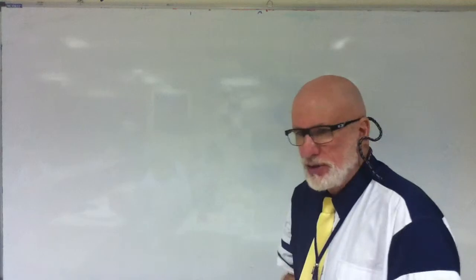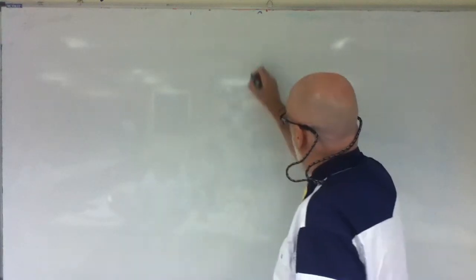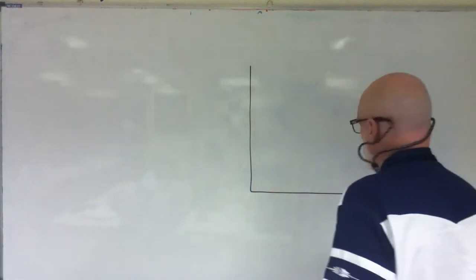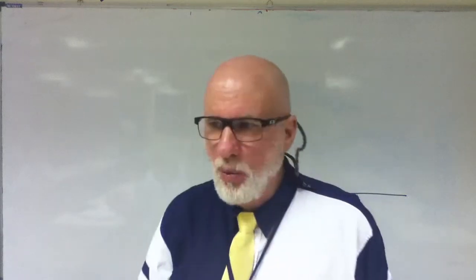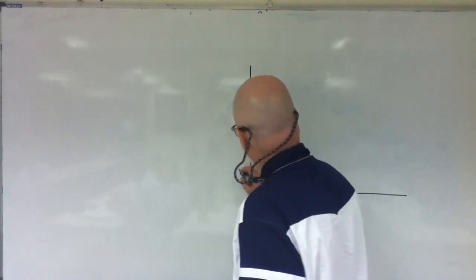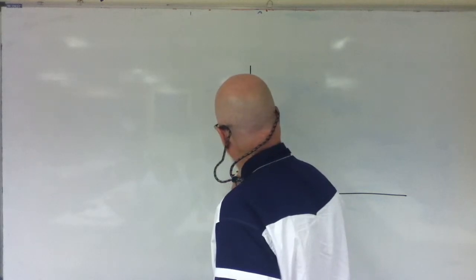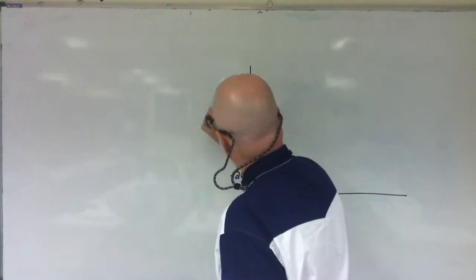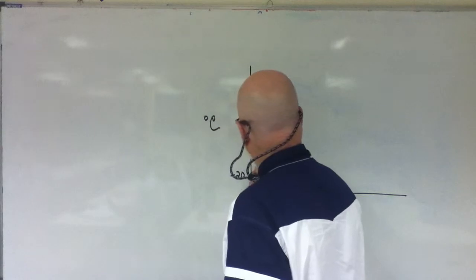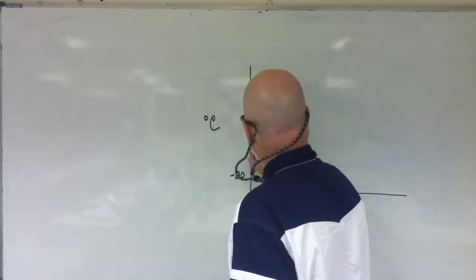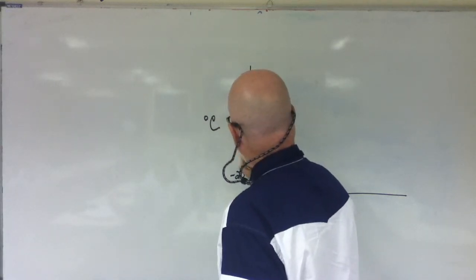So let's do this problem. Shall we keep it simple? We're going to do 1 kilogram of ice. Is that all right? So 1 kilogram of ice at negative 20 degrees Celsius. We're going to start there, and we're going to heat it up until it's 0 degrees.